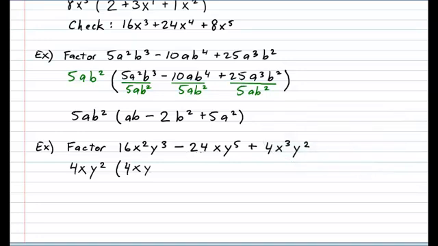Next, negative 24 divided by 4 is negative 6. X divided by x, that cancels out. And y to the 5 divided by y to the 2 is y to the 3. And the last term, 4 divided by 4 is 1. X cubed divided by x to the 1 is x squared. And y squared divided by y squared, that cancels each other out. And we're done. How'd you guys do? Good stuff.